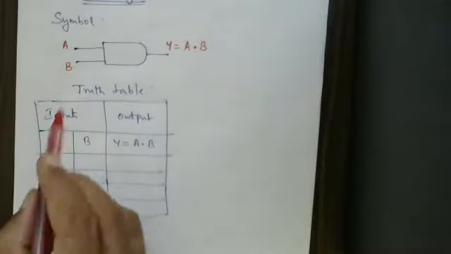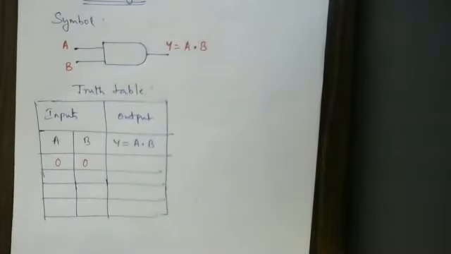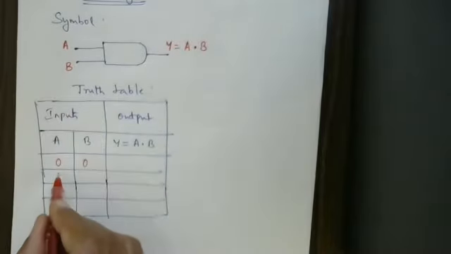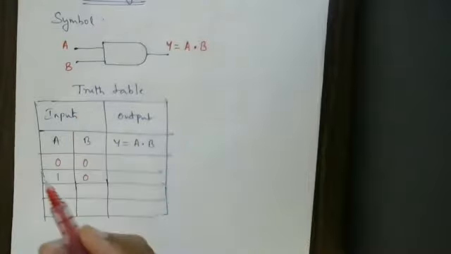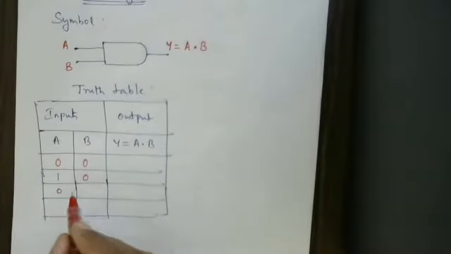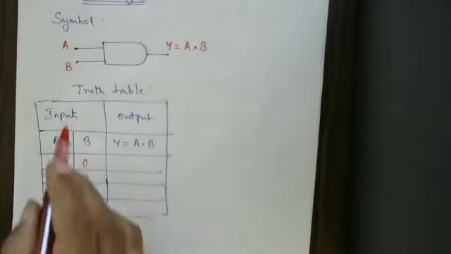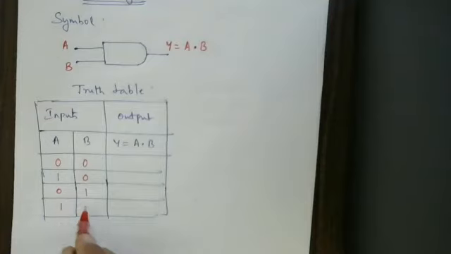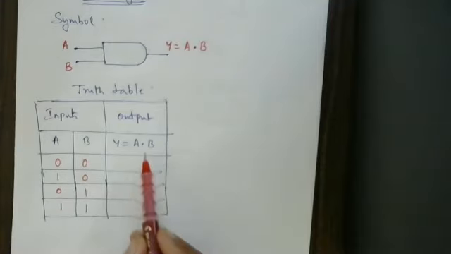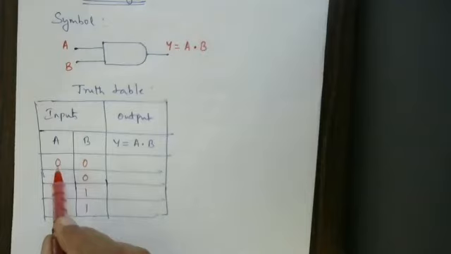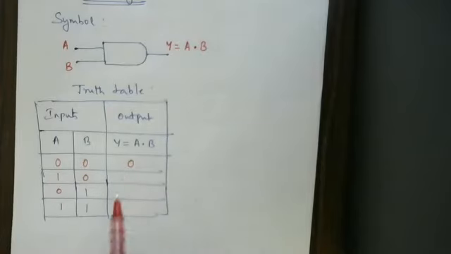A is 0, B is 0. A is 1, B is 0. Next, A is 0, B is 1. Next, both are equal to 1. How to write this output? 0 multiplied by 0 is 0. 1 into 0 is 0. 0 into 1 is 0.